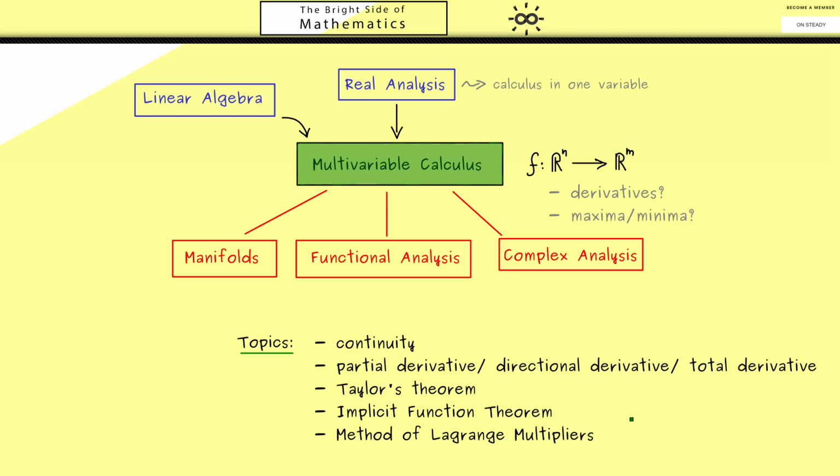Okay, there we have it. This is the overview of the course, and we start in the next video with continuity.